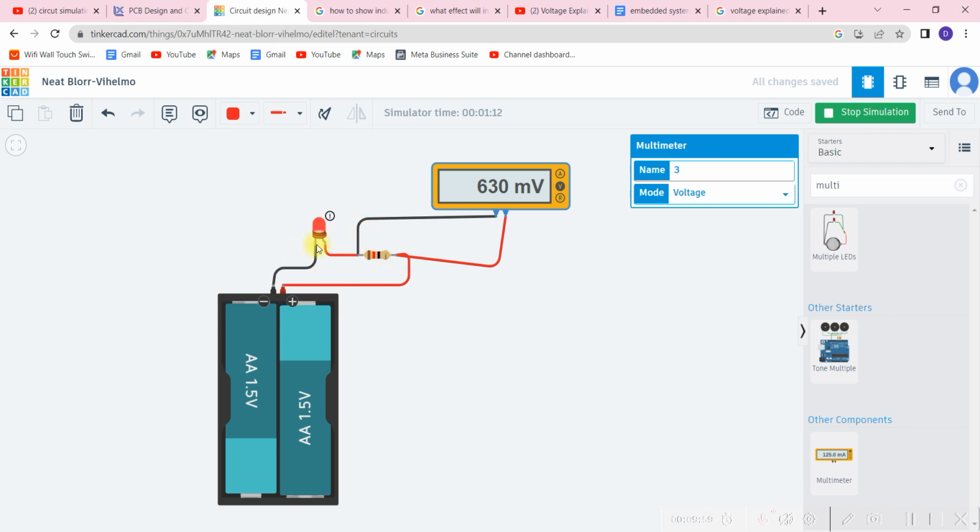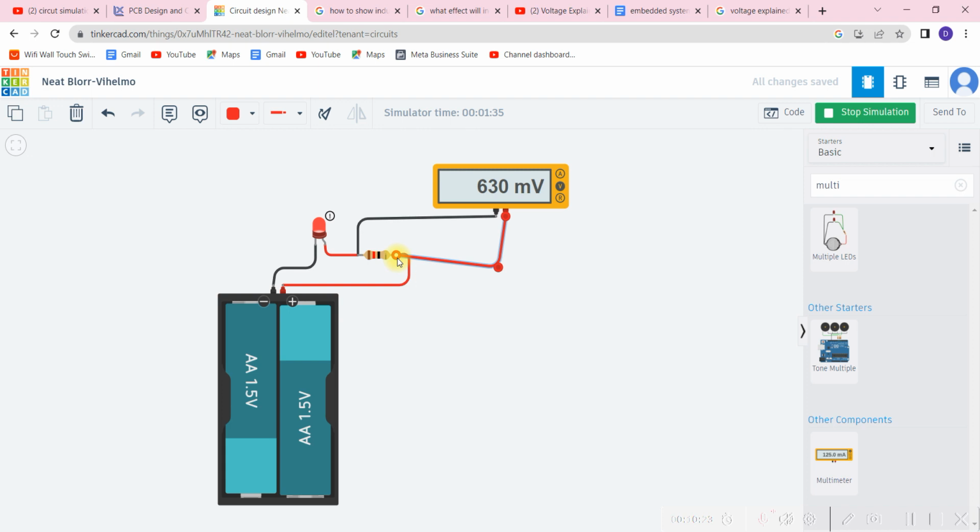Now, this circuit is a series circuit because all the components are arranged in a straight line, meaning that current only has one way to flow through this particular circuit. So it will be called a series circuit, right? And yes, we can see that the voltage that this resistor is dropping is around 630 millivolts. You don't need to really worry yourself too much about that. We're still going to look into measuring voltage later. I just wanted to show you something there.